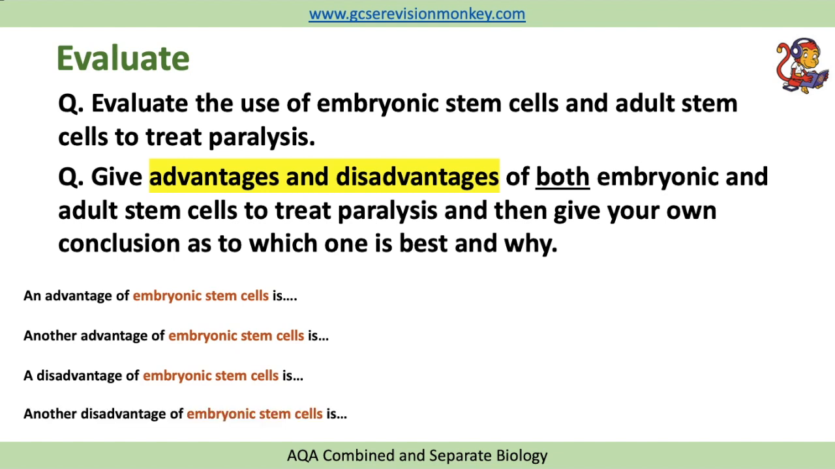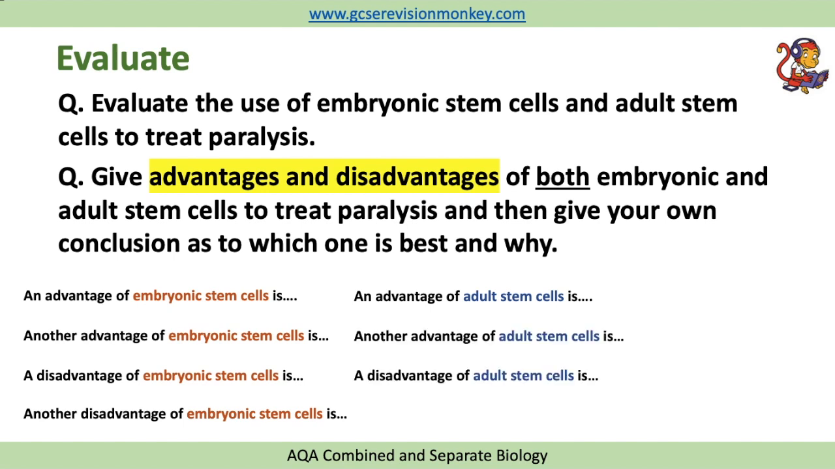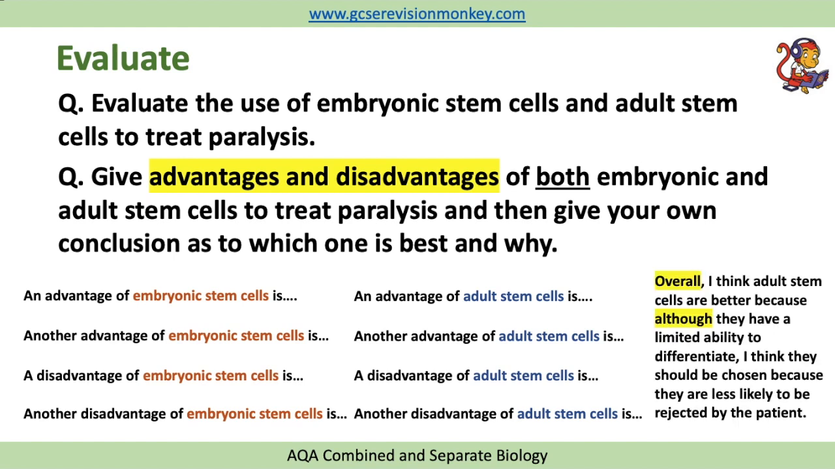And then you have to do the same for the other one. So, for example, adult stem cell, again, make it really clear that you're saying whether it's an advantage or a disadvantage. And then finally, you write your conclusion.